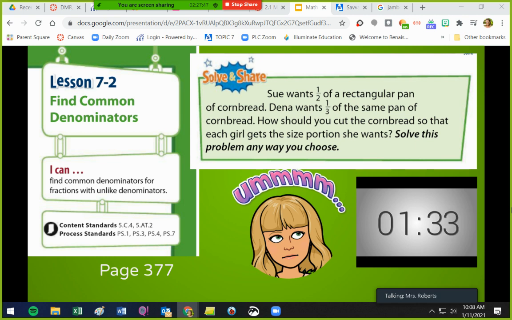Somebody in the chat asked, do we add or subtract? So the question is, if you have one pan, one container with cornbread, and one person wants half, but another person wants a third, how can you cut it? How can you cut the same pan and they get that amount? Okay, if you don't know, it's not a big deal. This is the start of the lesson, but you're not really adding or subtracting. You're just partitioning or dividing up the pan.